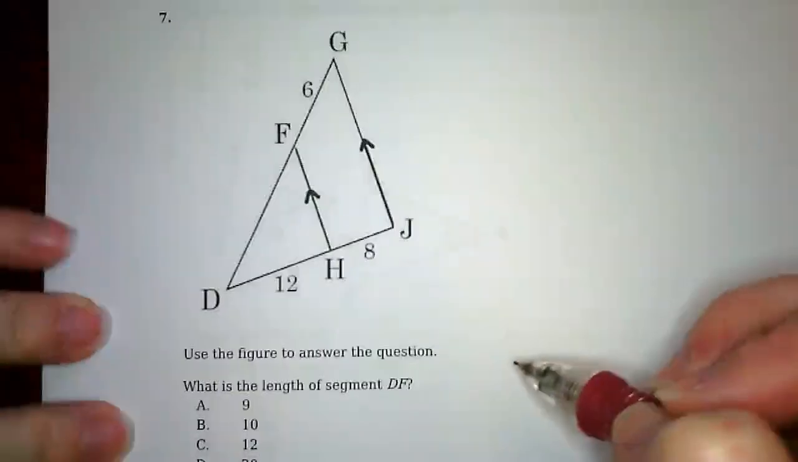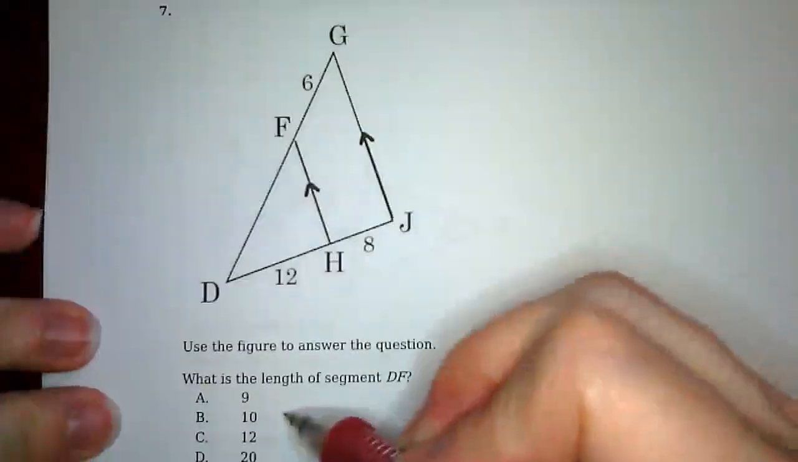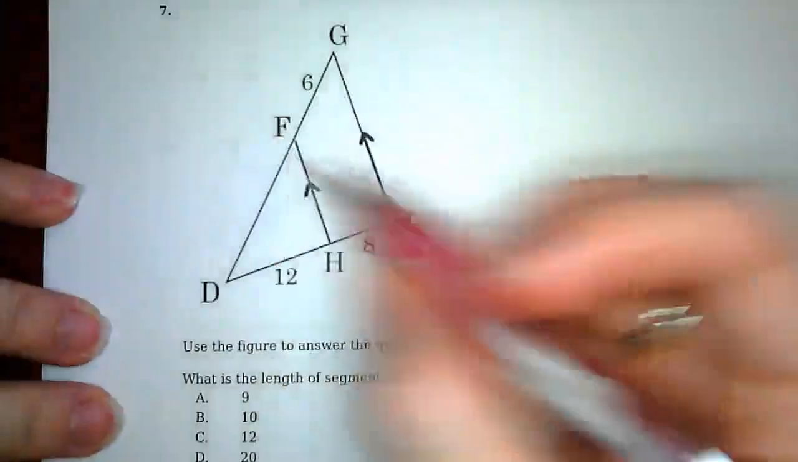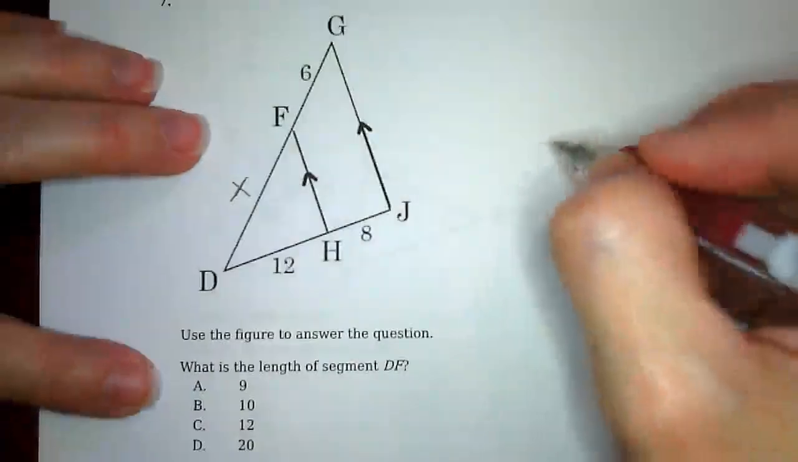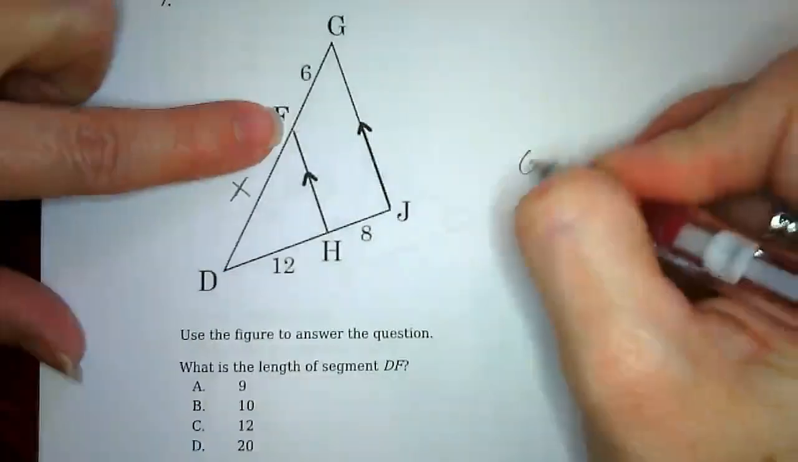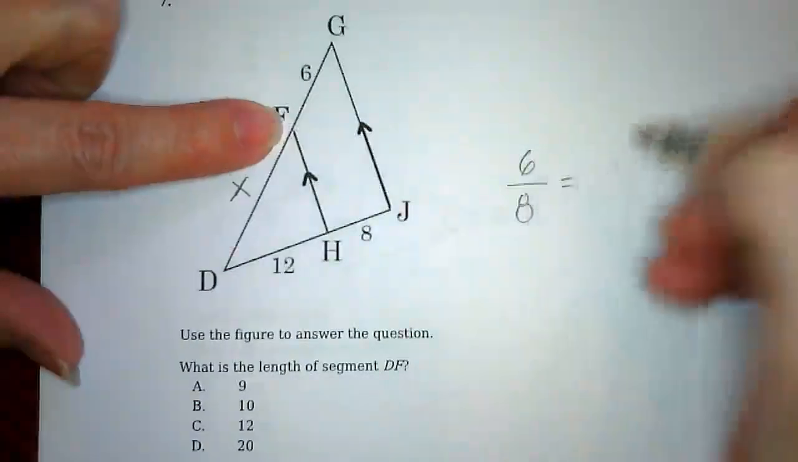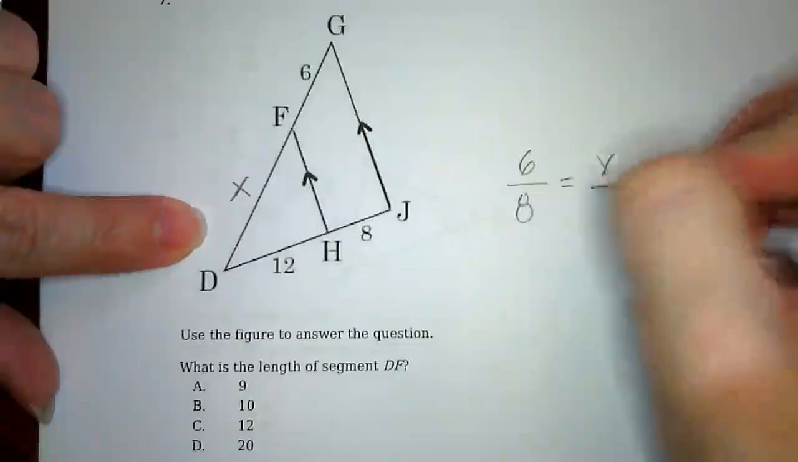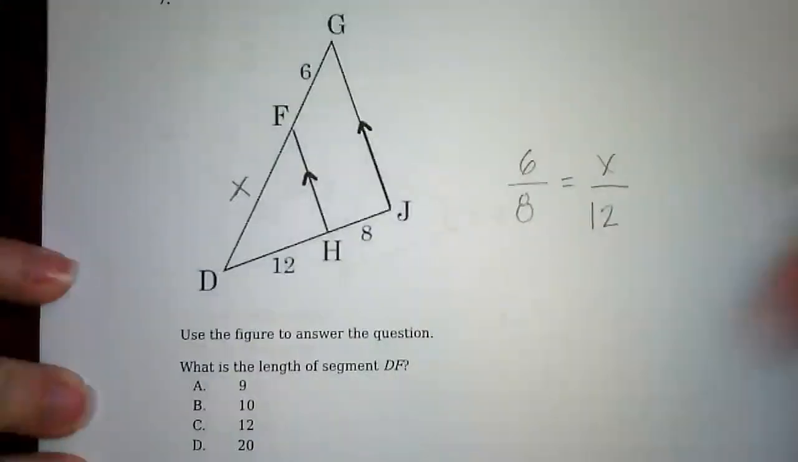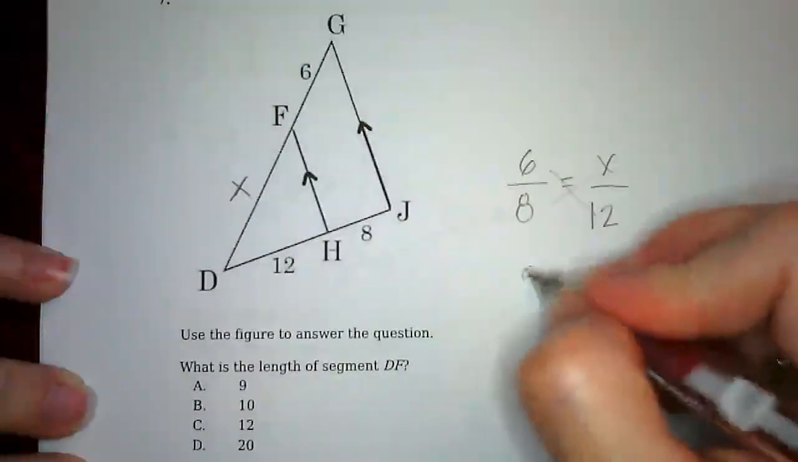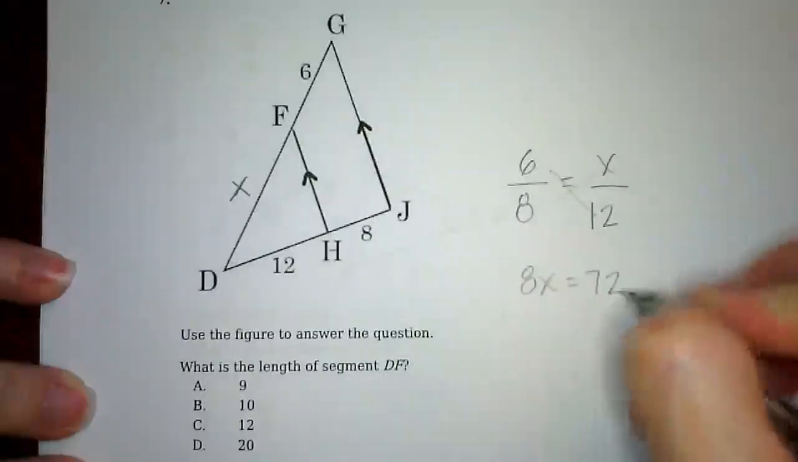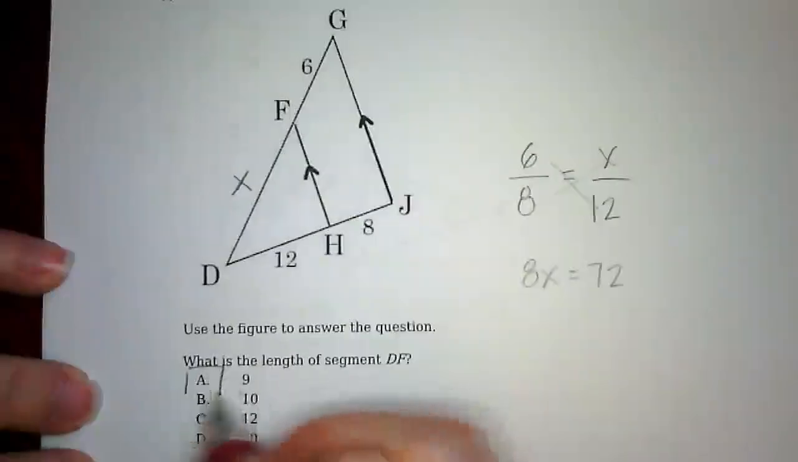Number 7, use the figure to answer the question. So what is the length of DF, which is this one right here? So I'm just going to use a proportion. 6 over 8 needs to match up with x over 12. So if we multiply diagonally, we can see that that piece is 9.